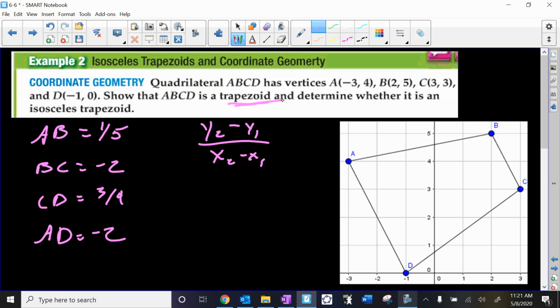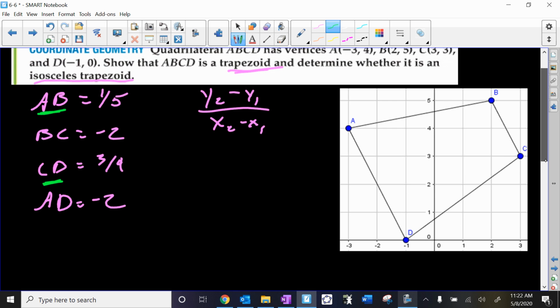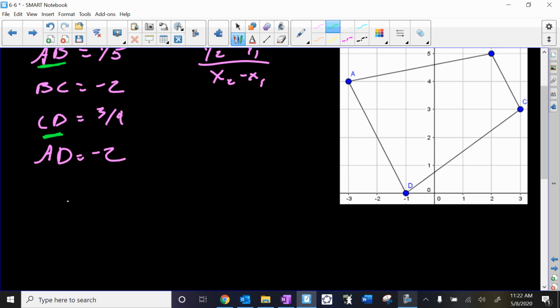Now they want us to show whether we have an isosceles trapezoid or not. And you can do this one of two ways. You could first show that your legs are congruent or not. Remember, your legs would be the non-parallel sides, so you could find the distance of AB and CD. Or you may show whether your diagonals are congruent or not, which would be AC and BD. For this video, I'm going to show that my legs are or are not congruent, which means that I'm going to find the distance of AB and CD.